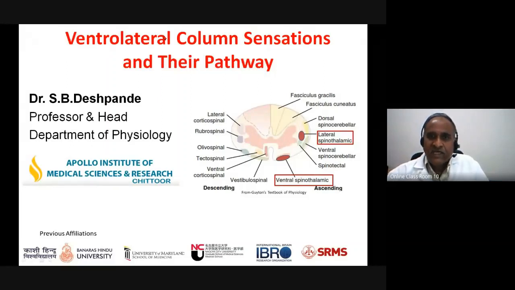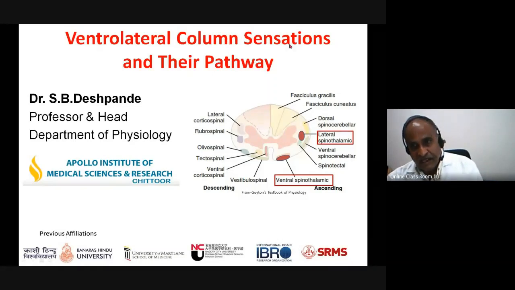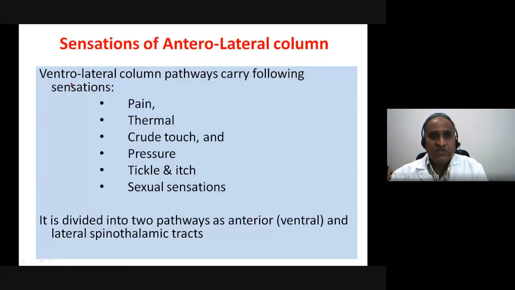Today we will see the sensations carried by the ventrolateral column of the spinal cord and the pathways involved. The anterolateral column is also known as the ventrolateral column. It carries pain, that is nociception in response to noxious stimuli, and thermal sensation.